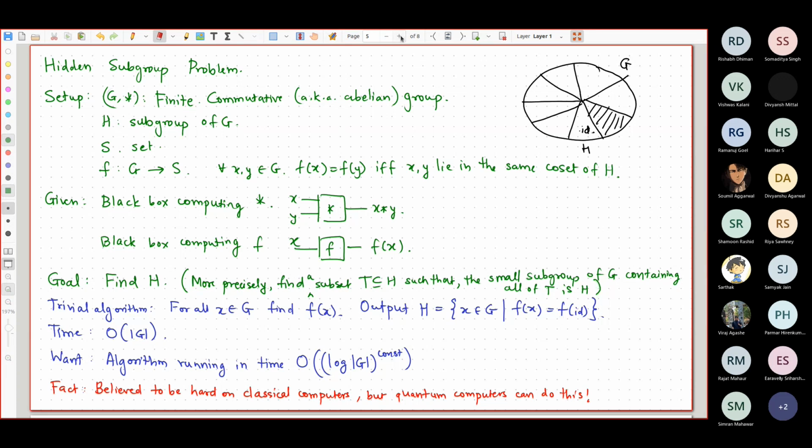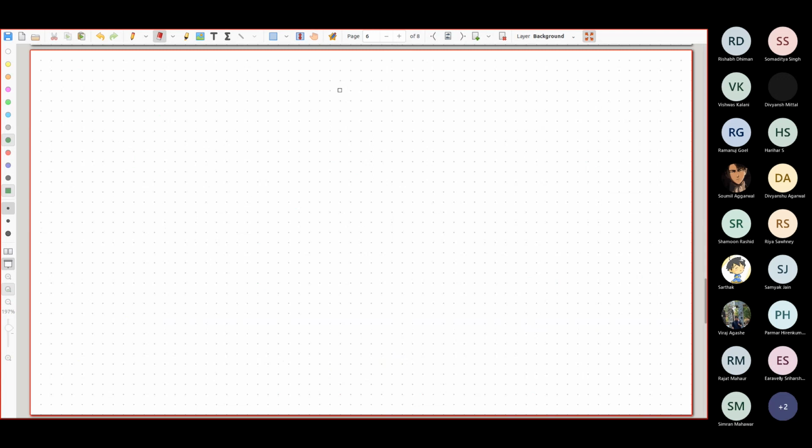Now how do you use this to get more interesting algorithms? Here is another problem: order finding.